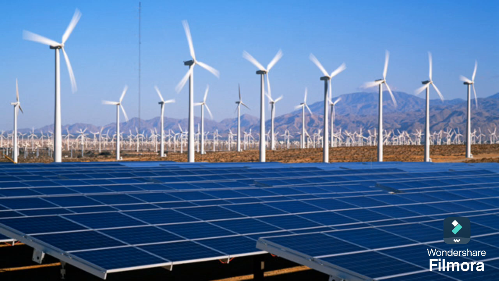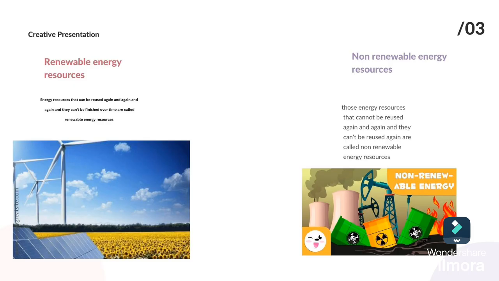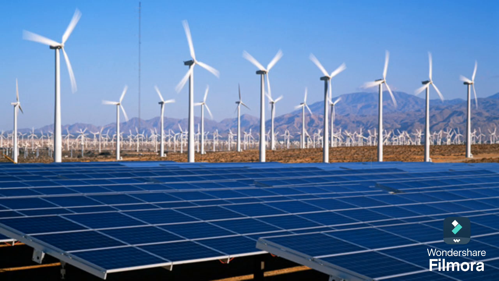Those energy resources which can be replenished and they can be reused again and again and they cannot be finished with the passage of time are called renewable energy resources. For example, sunlight, water and wind are the best examples of renewable energy resources. And my dear students, these are very cheap and clean sources of energy.